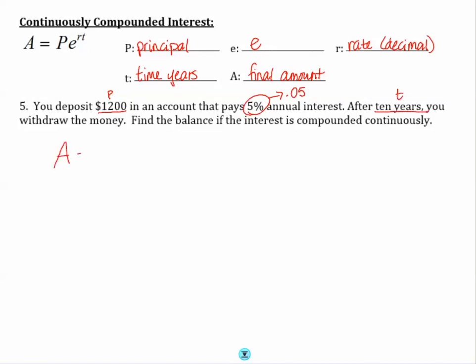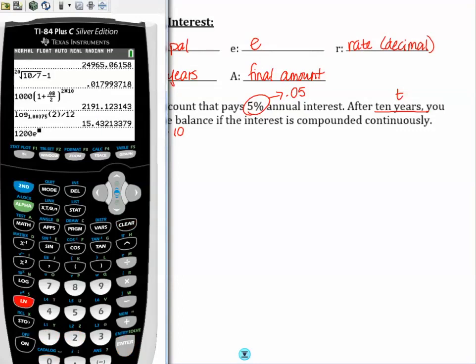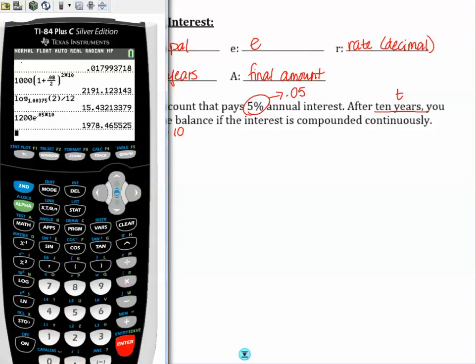So let's plug this in. So to type this in the calculator, we do 1,200. Oops. To get E, you do second natural log, then you type the exponent. So we end up with $1,978.47.